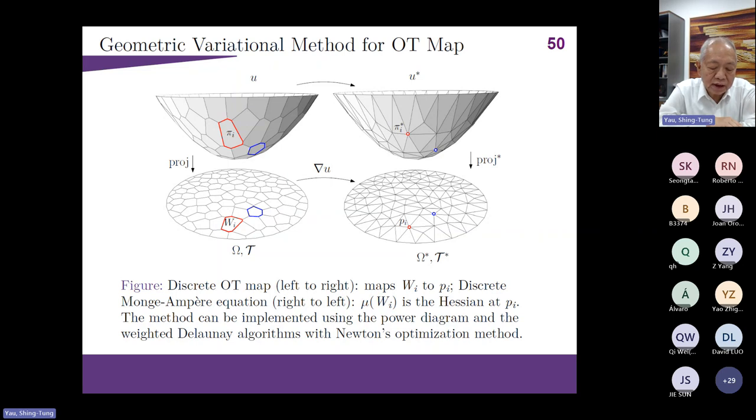The area of each cell is equal to the given measure. This mapping is a gradient map of the Brenier potential and is the optimal transport map among all possible cell decompositions. So this is a rather nice practical way to compute: the algorithm optimizes a convex energy using Newton's method and uses the conventional power diagram and the weighted Delaunay triangulation algorithm in computational geometry. So it's a rather interesting method.